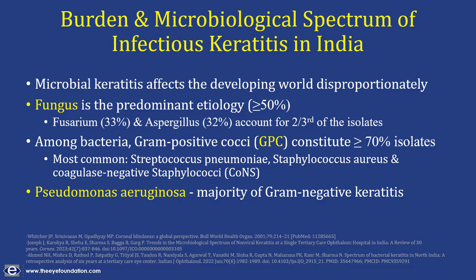This was from a recent study from the LV Prasad group at Hyderabad, possibly more Fusarium further down south here. And among the bacteria, gram-positive cocci constitute the vast majority of isolates, the most common amongst them being the coagulase-negative staphylococci. You have Streptococcus pneumoniae and Staph aureus among the common organisms in this group as well. Among the gram-negative bacteria causing keratitis, Pseudomonas aeruginosa is the most common isolate.